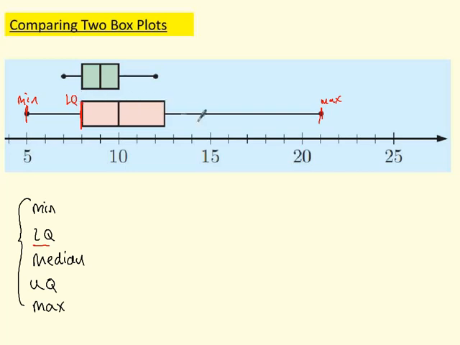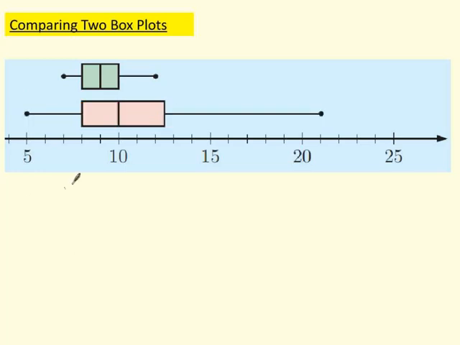And then the box ends at the upper quartile. So this is the upper quartile. And then the line in the middle is where the median is, because that's the middle. So this is the median. And that's how you draw a box plot. Why are they useful?